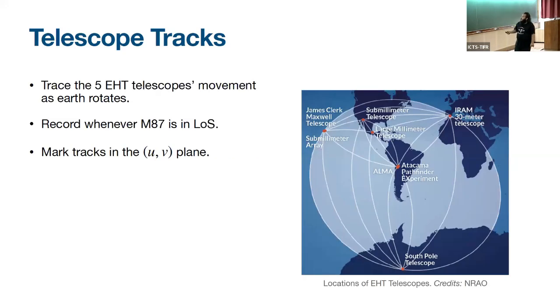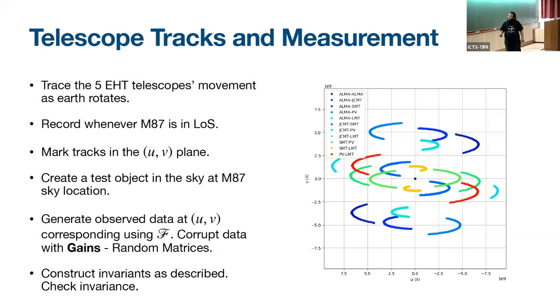So to perform numerical checks, what we do is that we take the telescopes that are part of the EHT. As the Earth rotates, some of these telescopes will be able to look at the M87 black hole, some of them won't be able to look at it. So we record whenever each telescope can actually see M87. We mark these tracks in the corresponding UV plane. So this is how the tracks look.